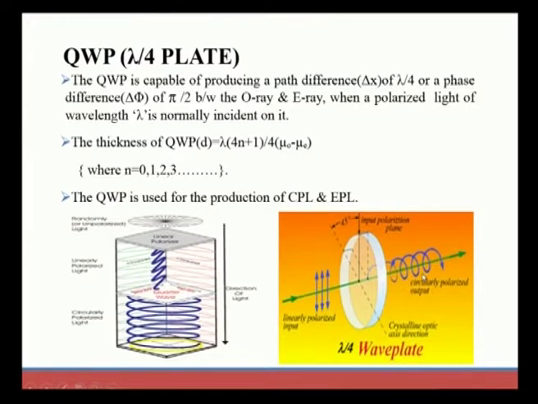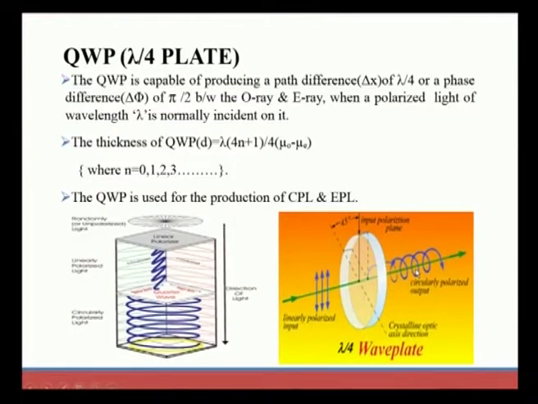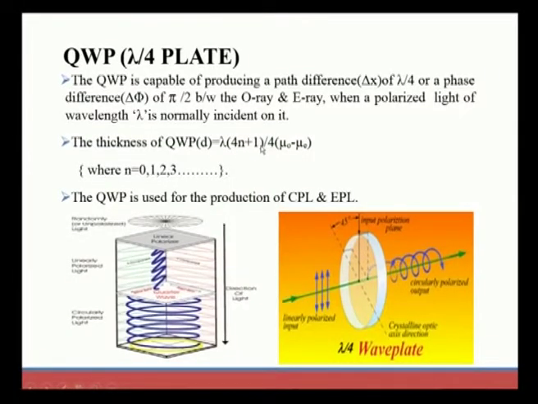Besides circularly polarized light, we can also get elliptically polarized light, or EPL, with the help of a lambda by 4 plate. That is the best advantage of using a QWP, where we can produce an EPL as well as a CPL. The thickness of the QWP, that is d, is always equal to lambda by 4, into (2n plus 1), divided by mu O minus mu E, which are the refractive index of the O ray and the refractive index of the E ray. This is what gives the thickness. So, thickness has to be maintained uniform.